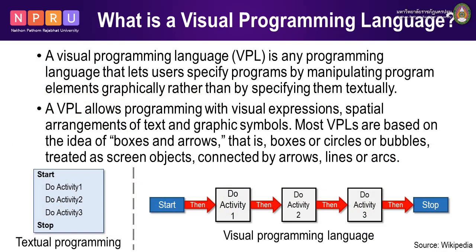What is a visual programming language? A visual programming language, or VPL, is any programming language that lets users specify programs by manipulating program elements graphically rather than by specifying them textually. A VPL allows programming with visual expressions, special arrangements of text and graphic symbols. Most VPLs are based on the idea of boxes and arrows, that is, boxes or circles or bubbles treated as screen objects connected by arrows, lines, or arcs.